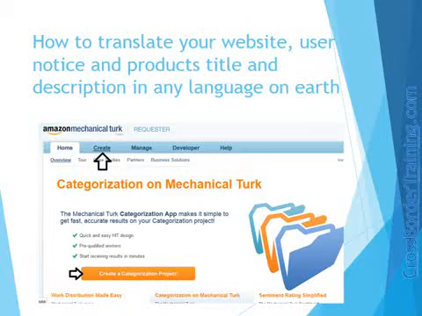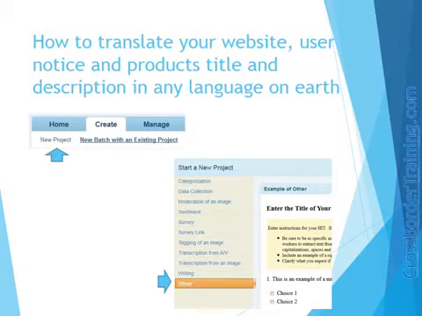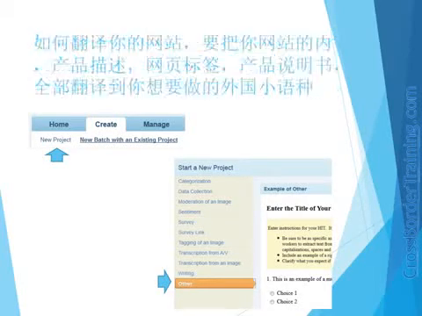So when you have your account, you go on create and create a categorization project, and you will be able to create your task. So here you have the kind of classic projects that you can find, like collect data, moderate an image, write some sentiment, do a survey, tag an image. There are different kinds of things that you can do. So you have to select others, because translate is not in the list.